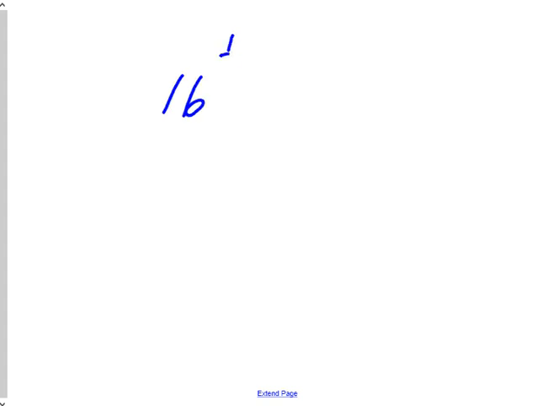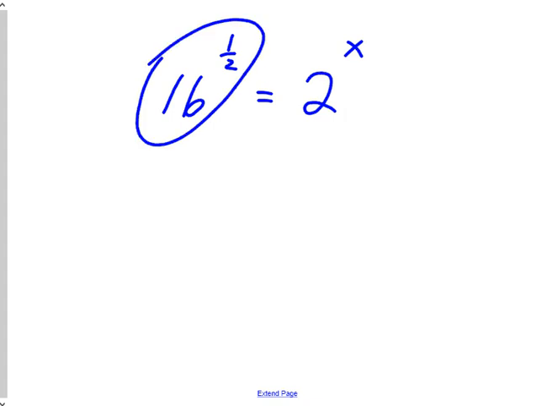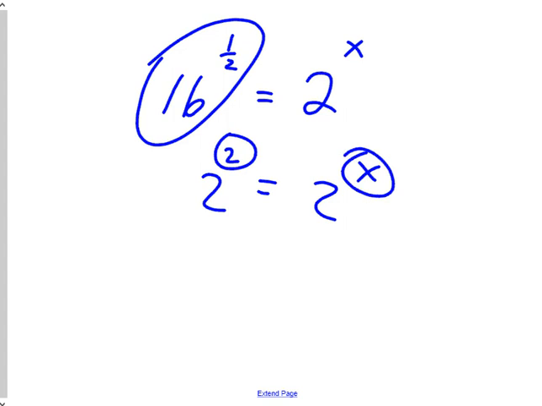16 to the 1/2 power is equal to 2 to the x. So the first thing you do is, if you really understand what square root means, you'd say that 4 equals 2 to the x. And then you can kind of guess and check this one and say, x must be 2. Raise your hand if you got that one right. Awesome. Could you have also said that 4 was the same as 2 squared and then gone x equals 2 that way? All right, so here's a typical harder question today.